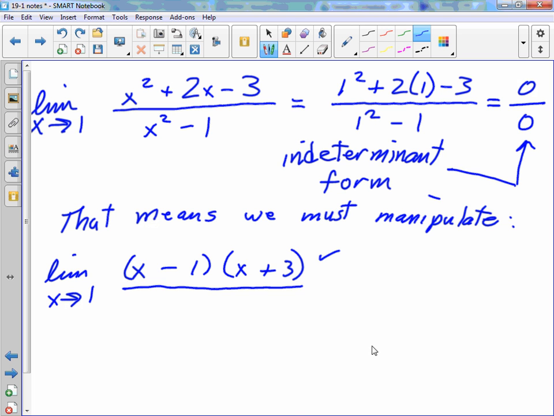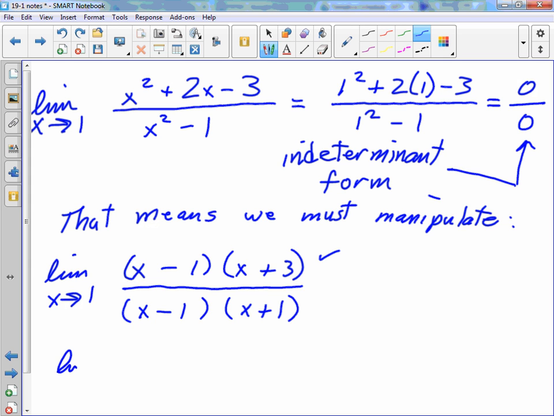Now, if at any point you get something like this and you see this, bells go off in your head and you go, ooh, that's cool. Why? Because this is a special case trinomial, and if there's any way you can get one of these to be the same on numerator and denominator, go for it. What's the other one going to be? x plus 1. There we go. Good. So now we're cool.